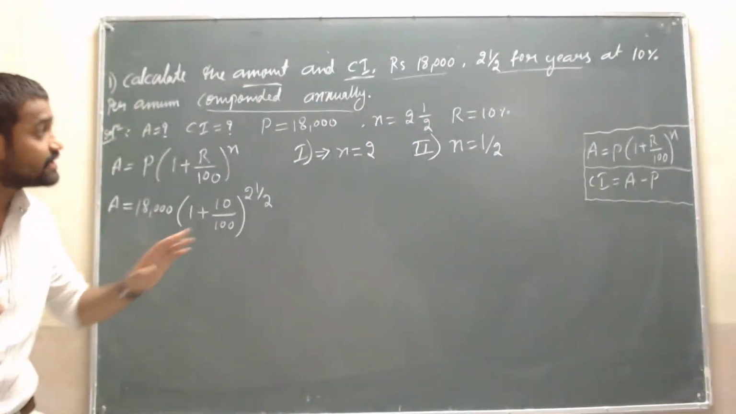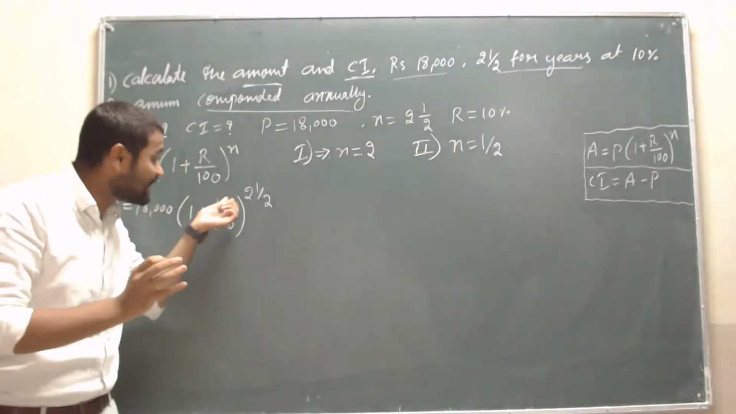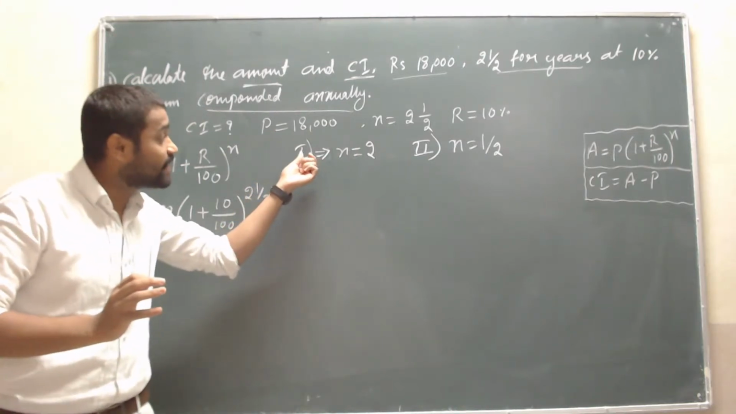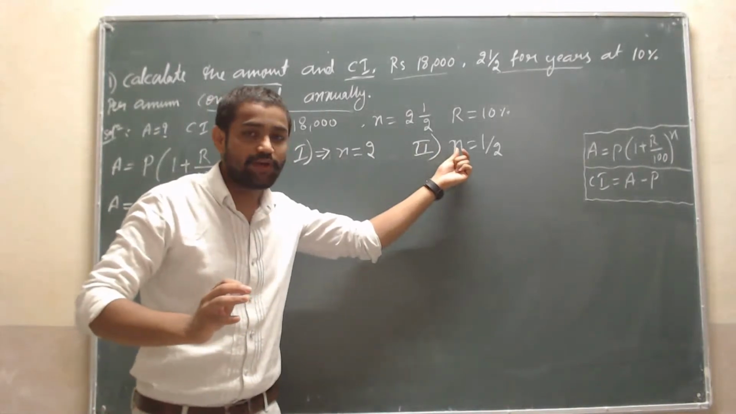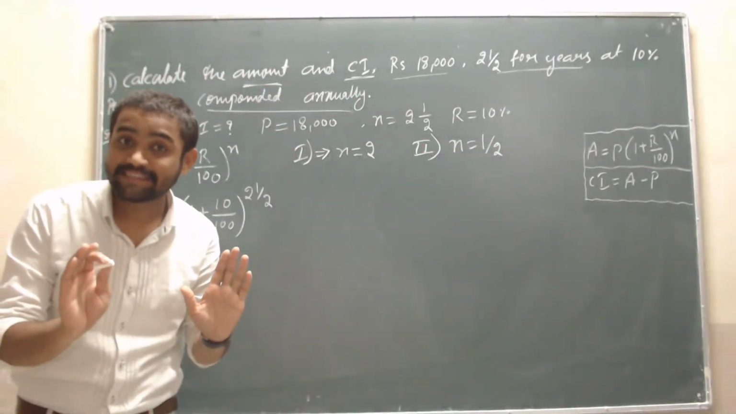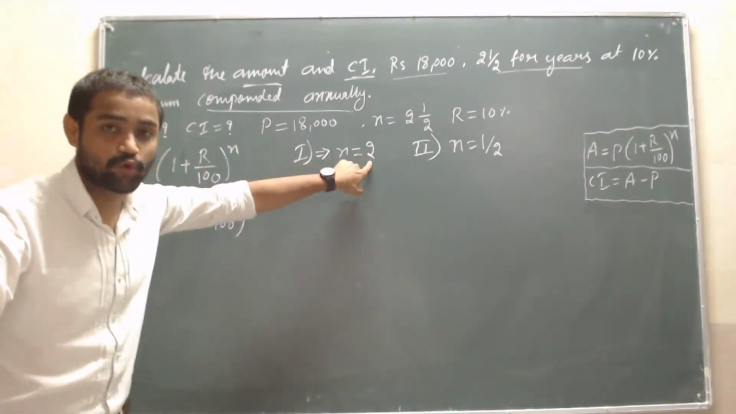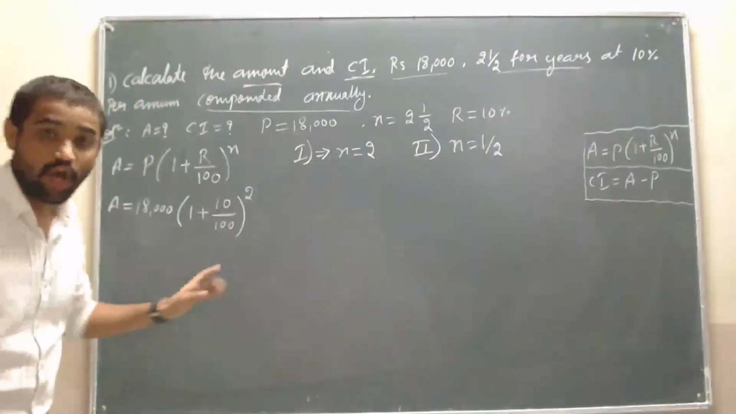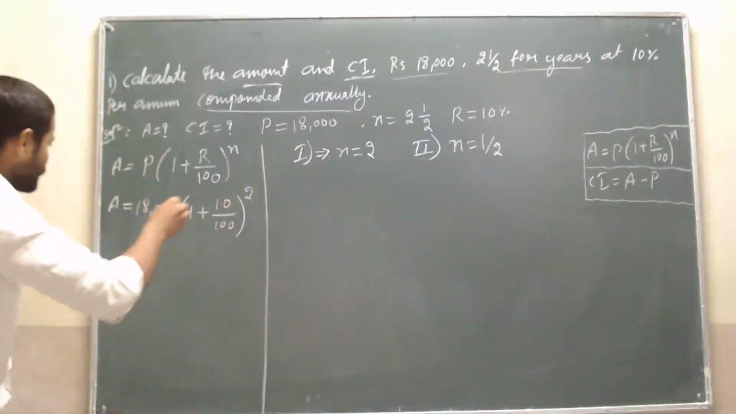Are you getting my point? If we take 2.5 years directly, we will not get the proper answer. That's why first we do n is equal to 2 and second time we will do n is equal to half. Is it clear, children? So I will take n is equal to 2 years first, and the half year afterwards. Okay sir, do it now.